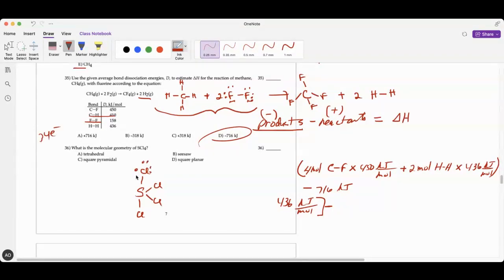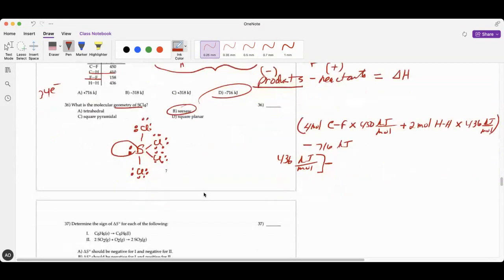So 2, 4, 6, 8, 10, 12, 14, 16, 18, 20, 22, 24, 26, 28, 30, 32 electrons. And then I have a lone pair on the sulfur. So this is a trigonal bipyramidal electron pair geometry, but because of the lone pair, we have a seesaw molecular geometry. Good.